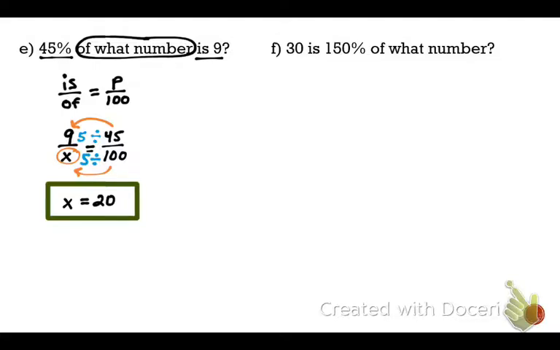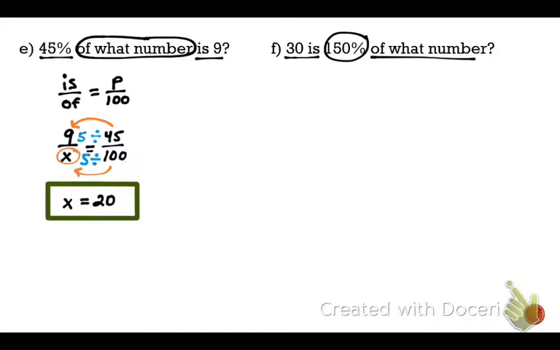30 is 150% of what number? Michaela, what should I underline and circle? Underline and circle, starting from left to right. What should I do first? Underline 30 is. Is that my is, of, or P? Is. Okay, so underline 30 is. And then circle 150%. Good job. That's my P because there's a percent. And it's underlined of what number? Very good.